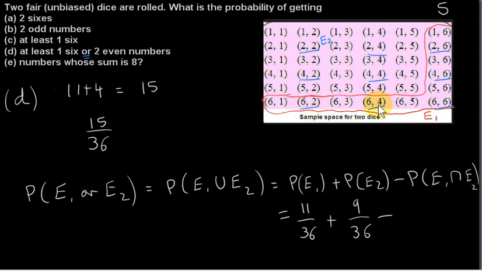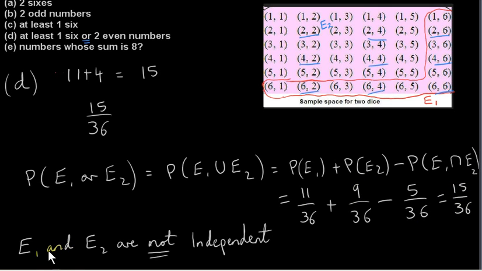So we count the elements in the intersection: 1, 2, 3, 4, 5. So again, we get 11 and 9 is 20 minus 5. We get 15 over 36.